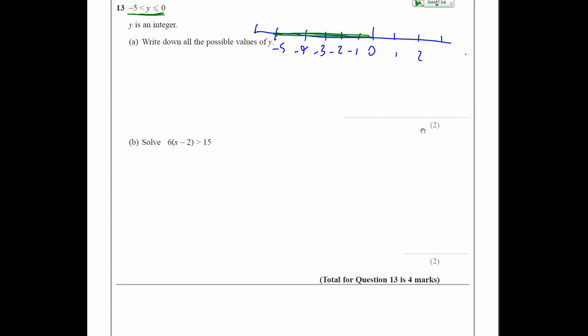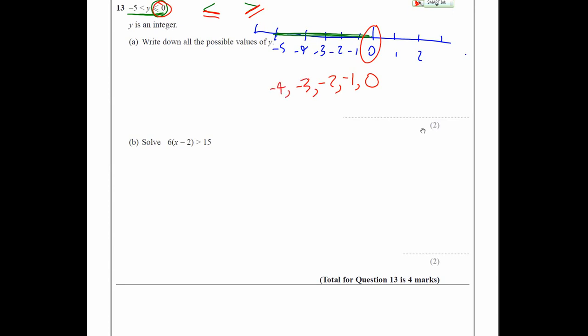However, this equals thing, can you see that we use our normal signs? If you add an extra line on, you're making an equal sign. If you make an equal sign, that means that you include the number as well. So we want to include 0. Obviously we want -1, we want -2, we want -3, we want -4.